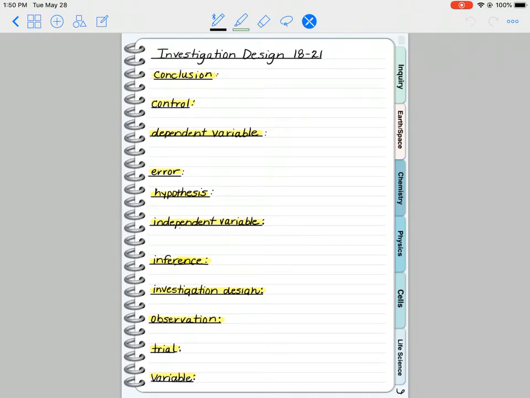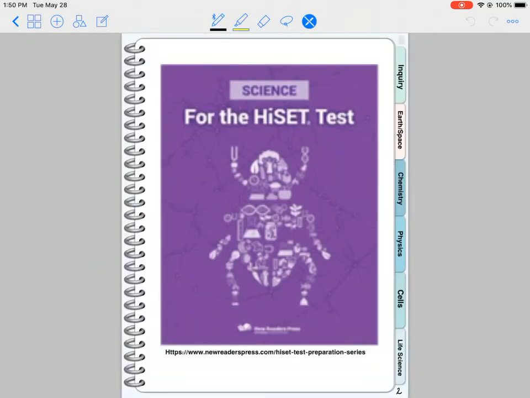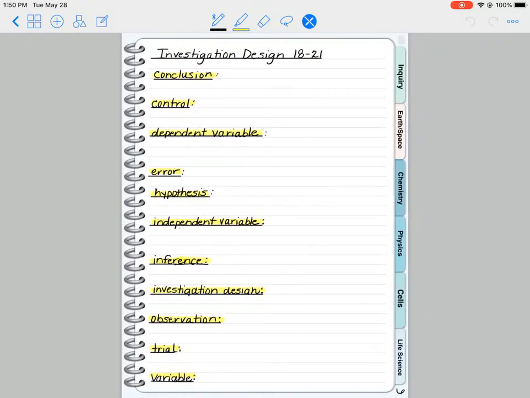Also, if you are following along in the textbook, I've given you the page numbers up here at the top, pages 18 to 21, and let me remind you again, the textbook looks like this. If you have that from your teacher, or if you've bought that yourself on Amazon, you can follow along with me. There's a lot of good information in this book. Okay, I'll stop talking about that and let's look at these terms.